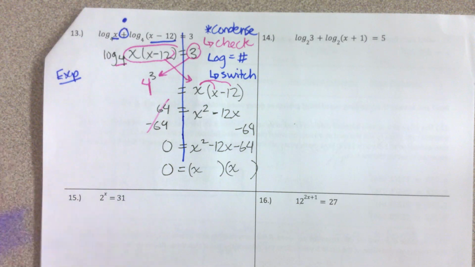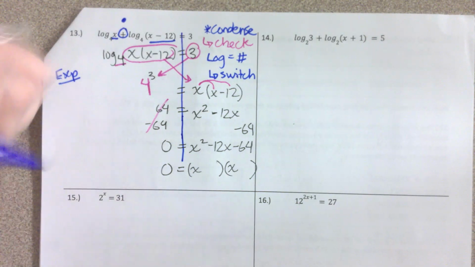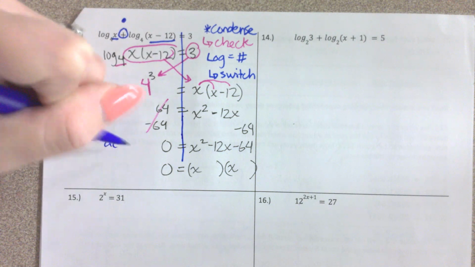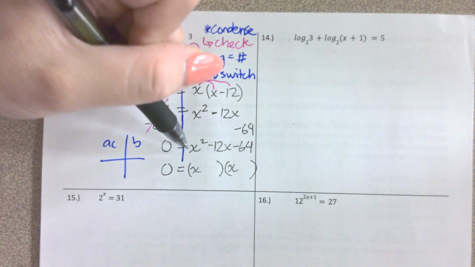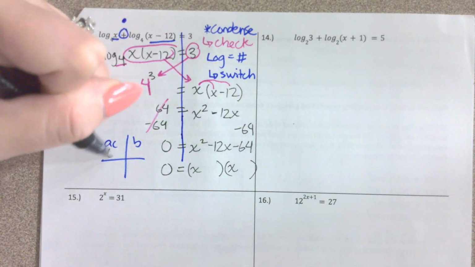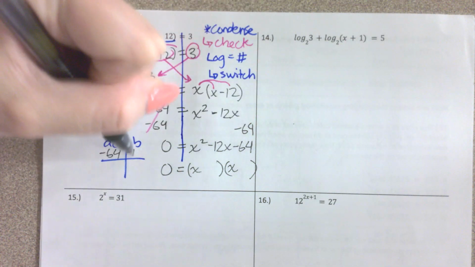And 15, I won't need a lot of space, so I'm going to butt into 15 space in just a moment, just an FYI. Okay. A is 1 times C, that's negative 64. B is negative 12.